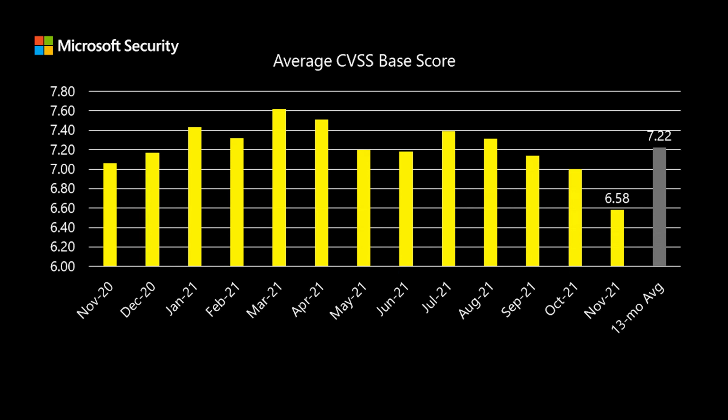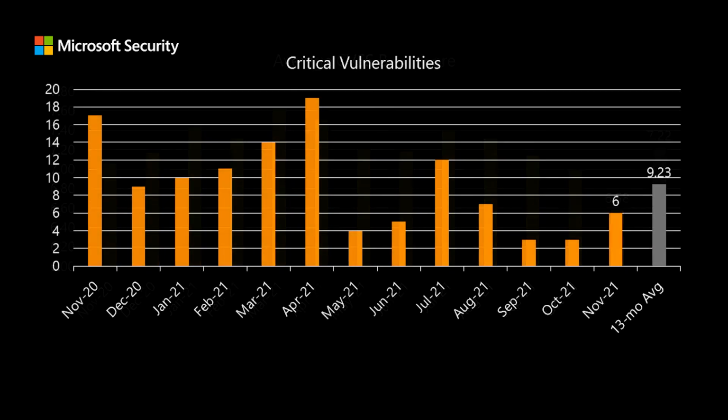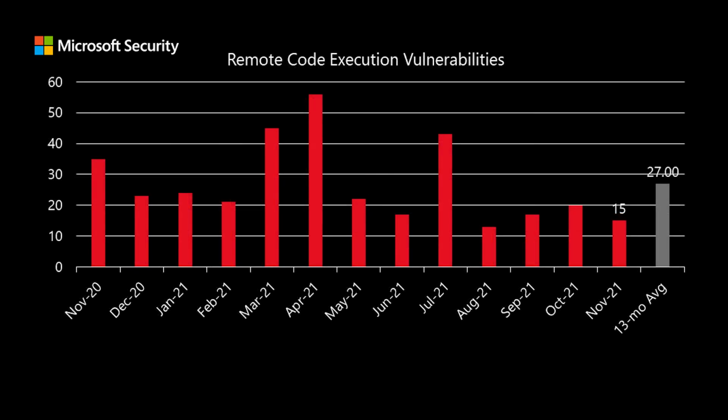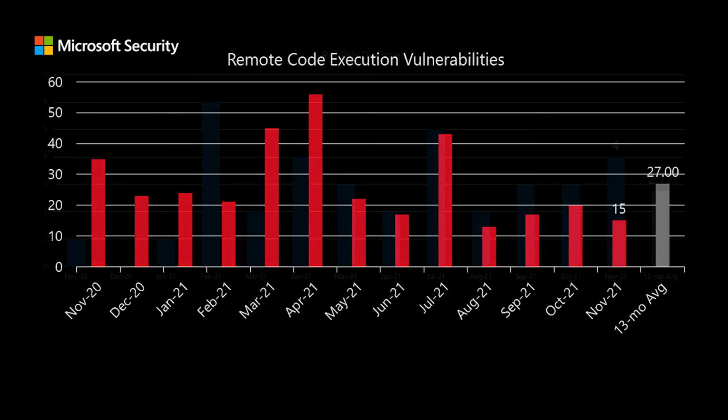When we look at the average CVSS score across all 55 vulnerabilities, this month we have an average score of 6.58, which is significantly lower than what we've been seeing over the past year. In fact, it's the lowest that we've seen in the last 13 months. When we look at critical vulnerabilities, this month we have a total of 6, which is just a little bit below our average. And same thing with remote code execution vulnerabilities. We've been seeing about 27 over the past 13 months, and in November there are 15 remote code execution vulnerabilities.